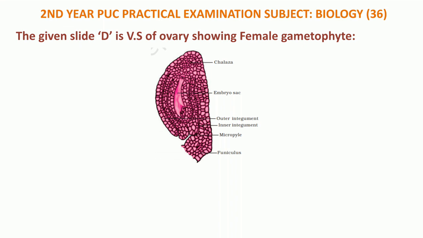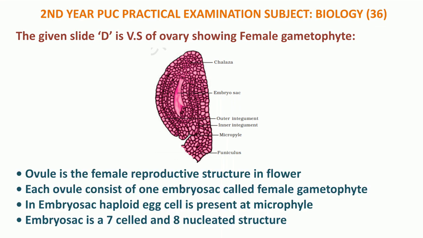And one more slide you will get like this. If you get the VS of ovary showing female gametophyte, for this you have to write the identification like this: the given slide D is VS of ovary showing female gametophyte, and you should write these points like this. Ovary is the female reproductive structure in flower. Each ovary consists of one embryo sac called female gametophyte. The embryo sac is a haploid structure consisting of the egg cell present at the micropyle, and the embryo sac is a 7-celled and 8-nucleate structure. So for identification 1 mark and for points 2 marks, totally you will get 3 marks.